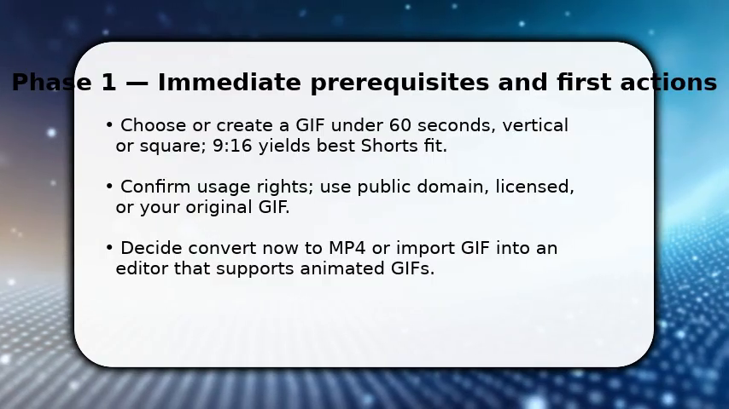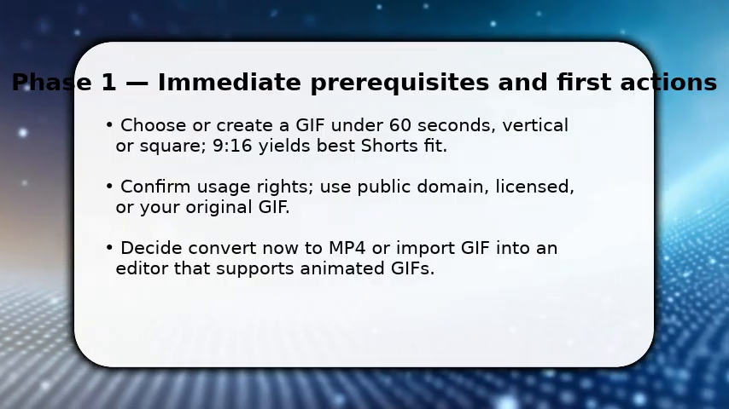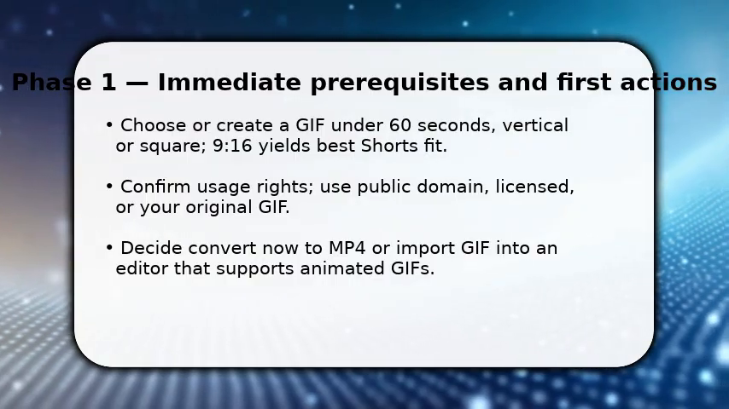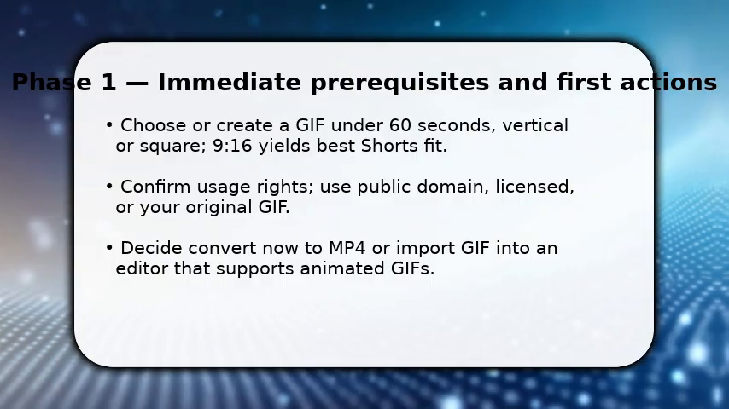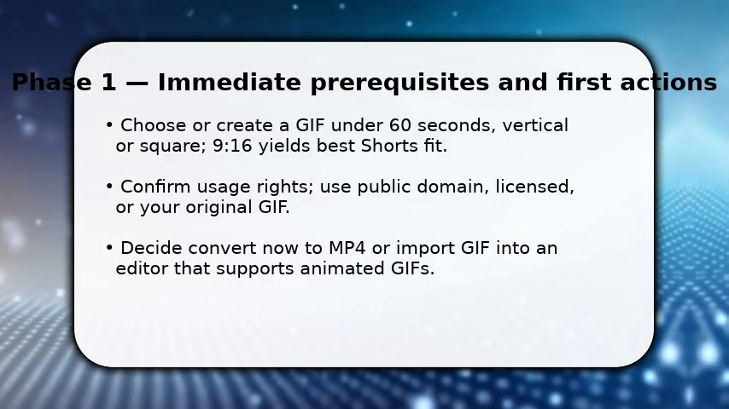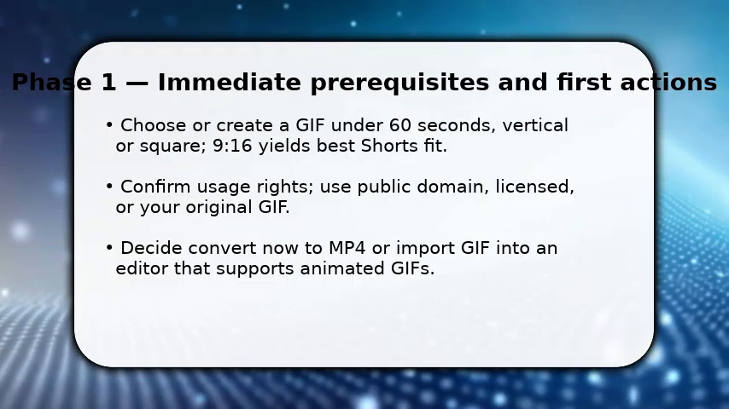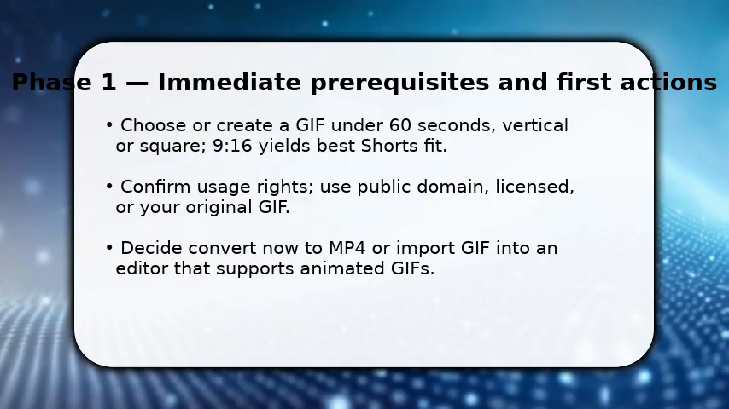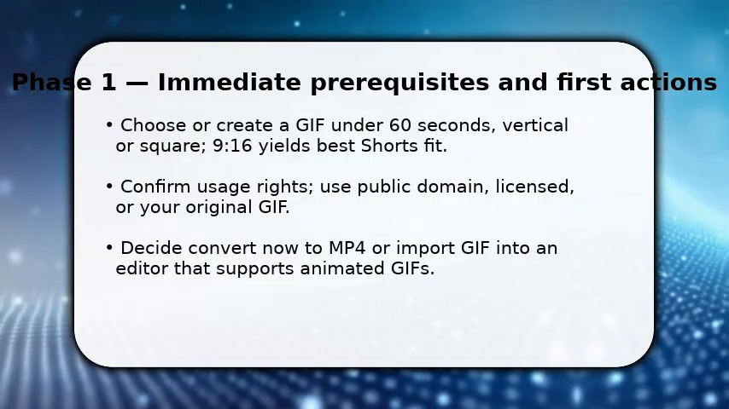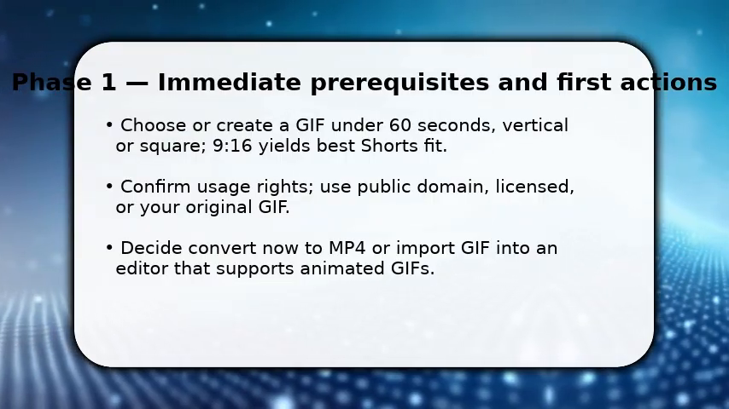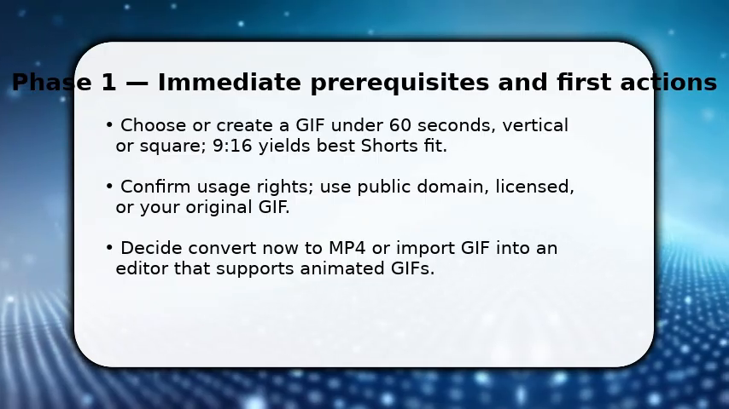You start by grabbing a GIF you can legally use, then check format and aspect ratio. Since shorts prefer vertical 9:16, rotate or crop now, this prevents re-editing later. Once done, decide whether to convert the GIF to MP4 up front. I recommend converting for compatibility, or import the GIF into an editor that preserves animation.